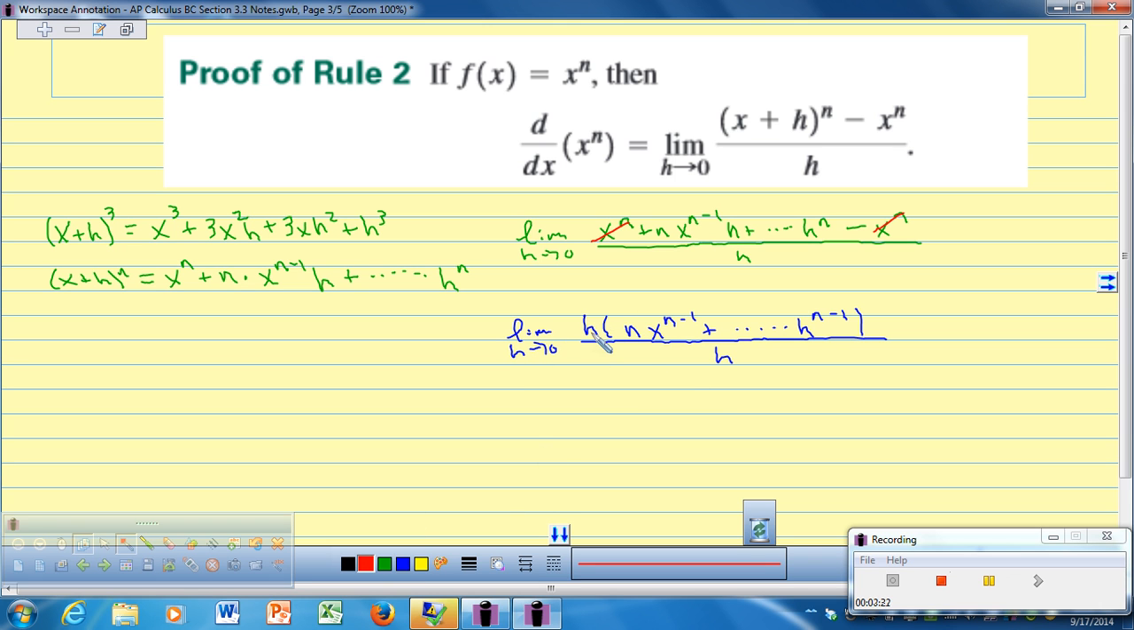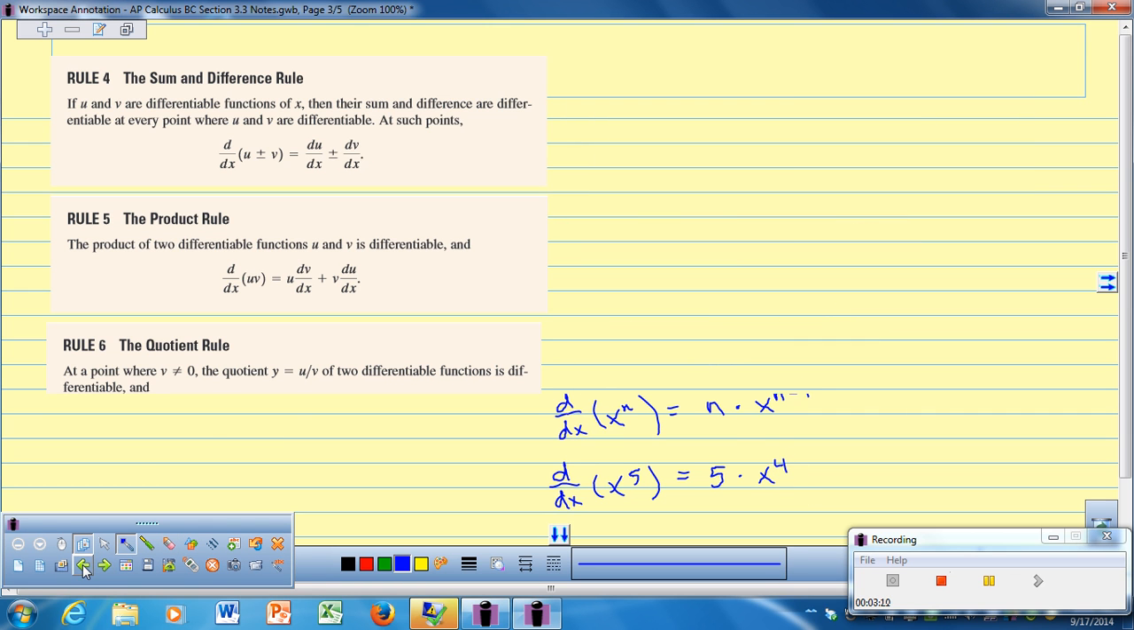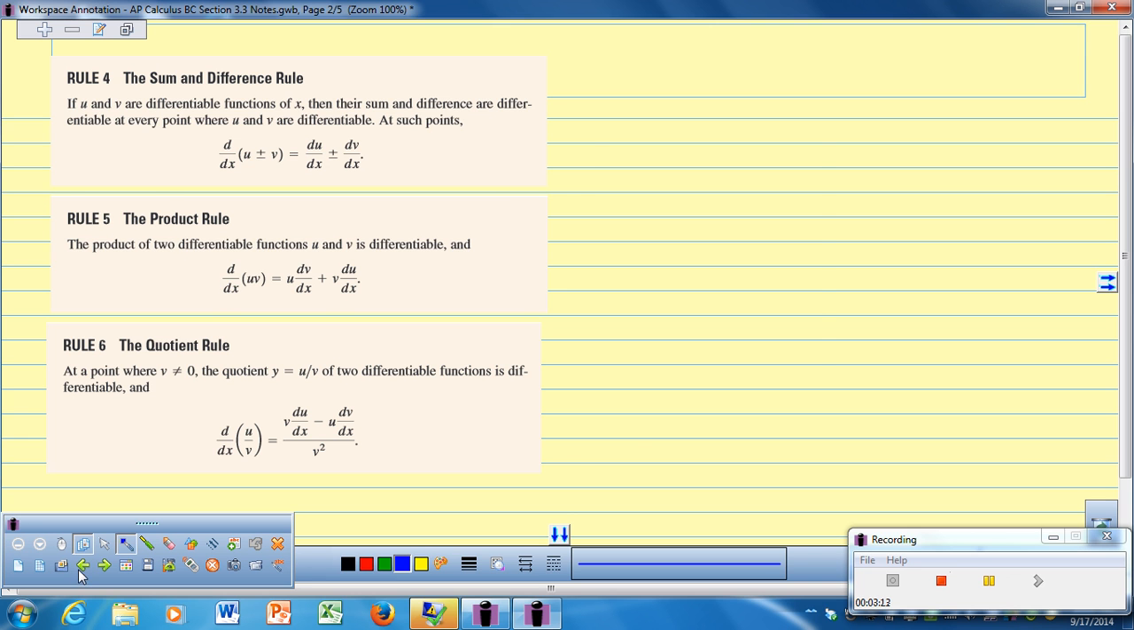So once again we get nice canceling happening, the h's go away. And now as we take the limit, we let h go to 0, all of these other terms with h's in it go away, and we are left with the derivative of x to the n is equal to n times x to the n minus 1. So if we have something like the derivative of x to the 5th, that derivative function would be 5 times x to the 4th. So that's our first rule that we're proving, which happens to be rule number 2.